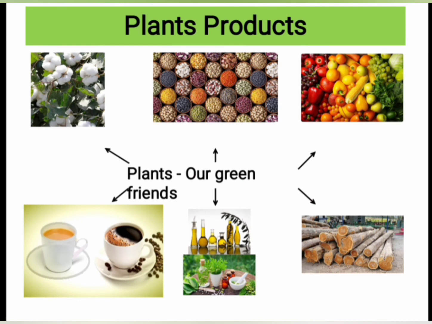Now we will learn about plant products. See, children, plants give us cotton, cereals and pulses, fruits and vegetables, wood, oils and medicines, tea and coffee. Means we depend on plants.